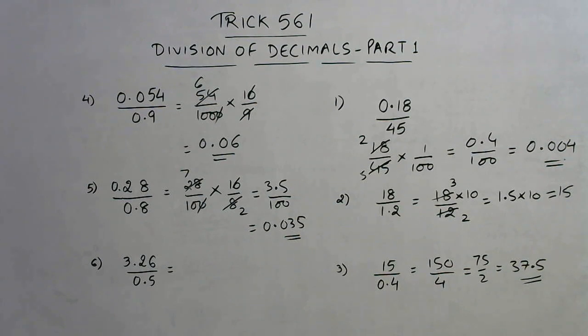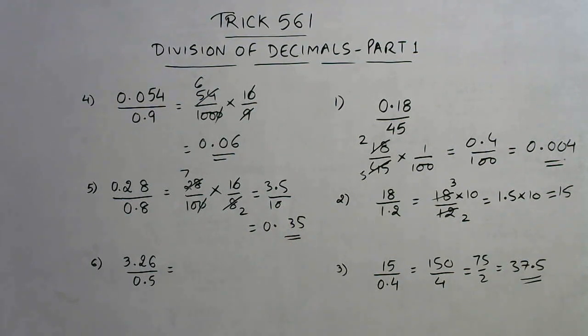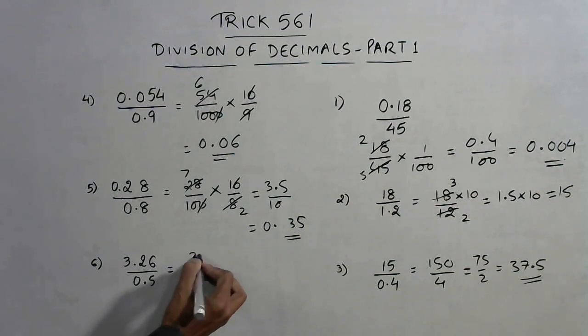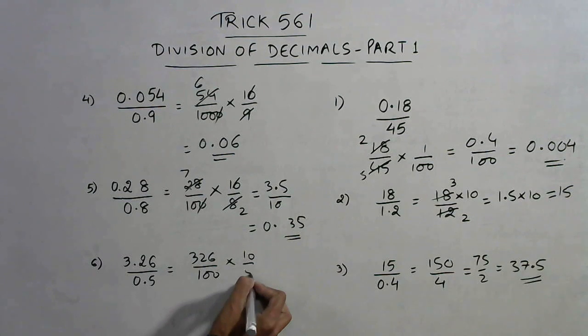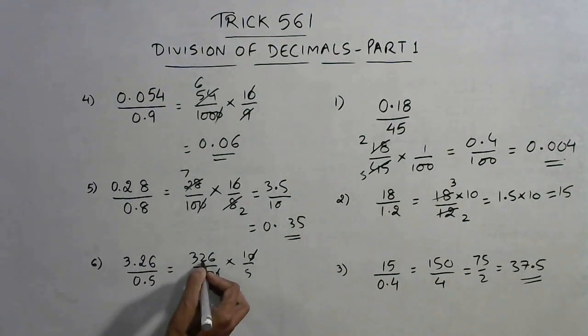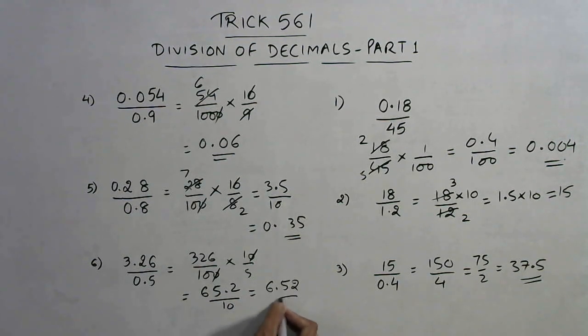Now, similar to this, we have another question. We have one 0 less here, so this is 0.35. Now here in this question you have 326 in the numerator and 100, then 10 upon 5, so the 10 gets cancelled and you just need to divide 326 by 5. This is 5 6s are 30, 26, 5 5s are 25. 2 upon 10, so 6.52 is the answer.